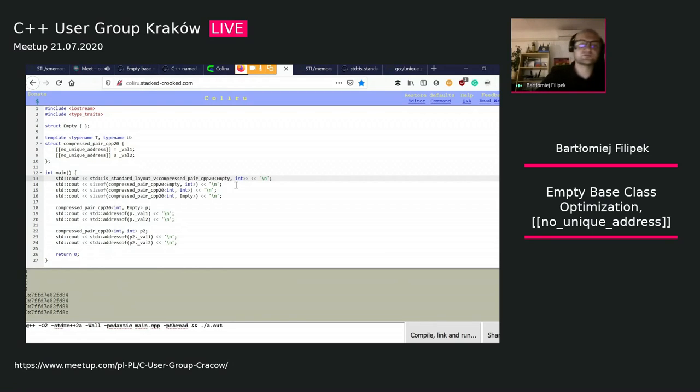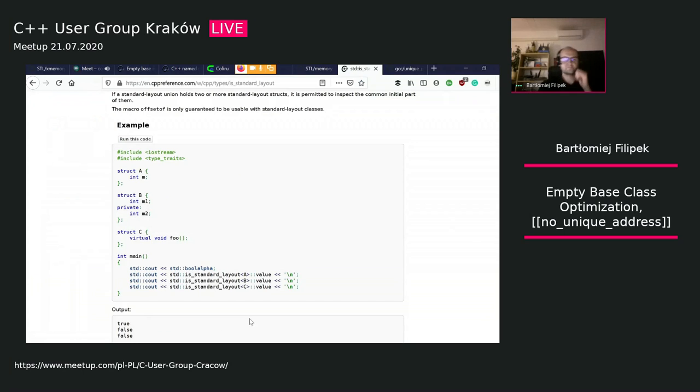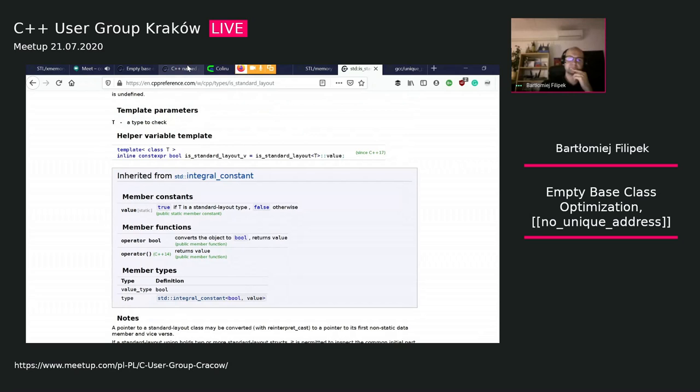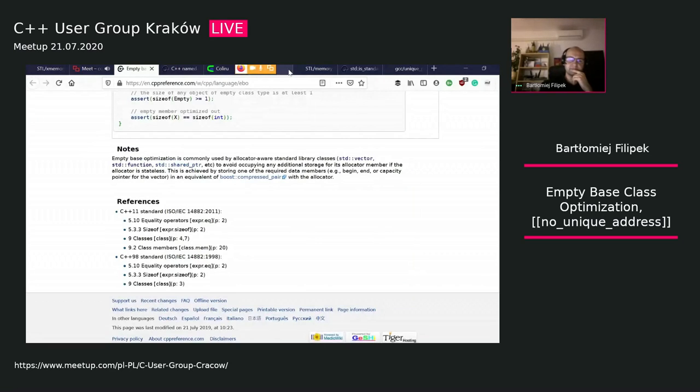Yeah, but that's why we have this requirement on empty base class optimization since C++11, right? That it should happen. So maybe standard layout is supposed to be compatible with C, so it should say that standard layout is false, maybe. Because it's compatible with a struct with an int, not with a struct with an empty and an int in C. I don't know. Maybe it makes sense, but yeah.